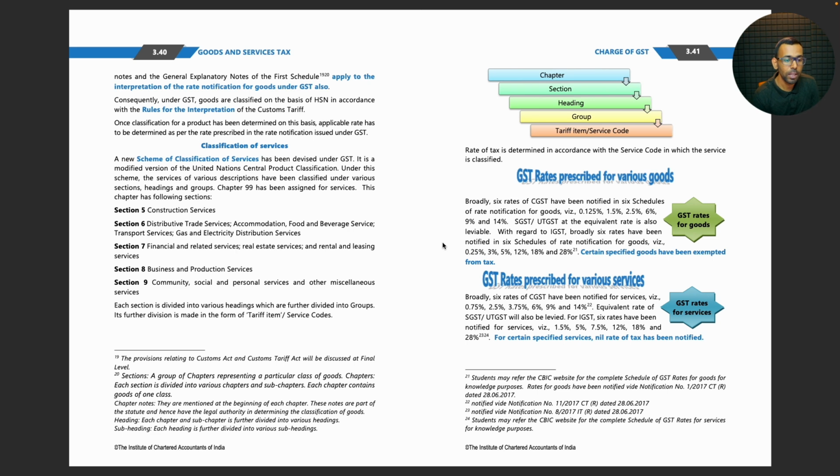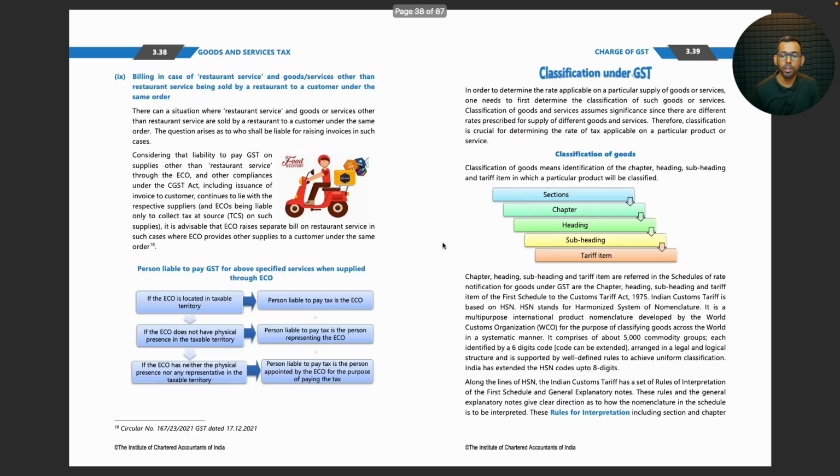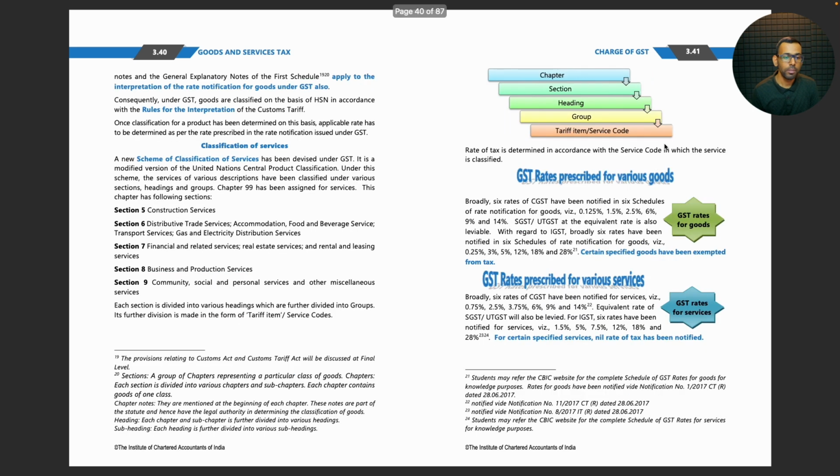A new scheme of classification of services has been devised under GST. It is a modified version of the United Nations Central Product Classification. Under this scheme, the services of various descriptions have been classified under various sections, headings, and groups. Chapter 99 has been assigned for services. This chapter has the following sections. Okay, so first thing is classification of goods, and here we see classification of services.